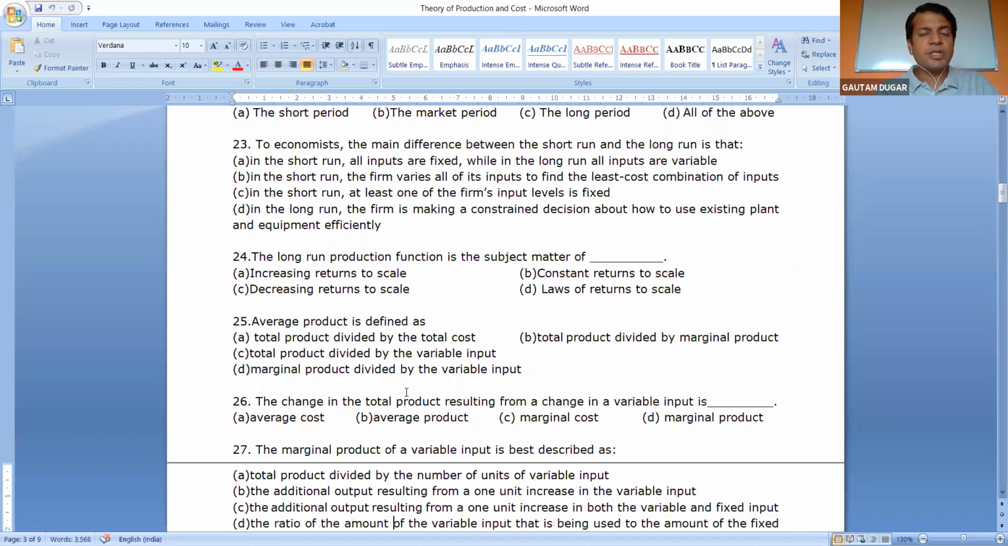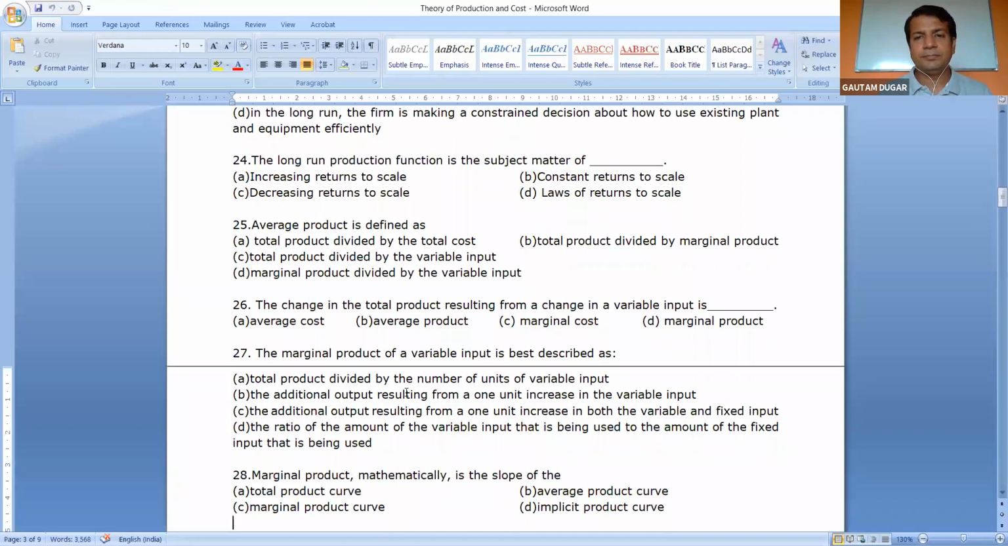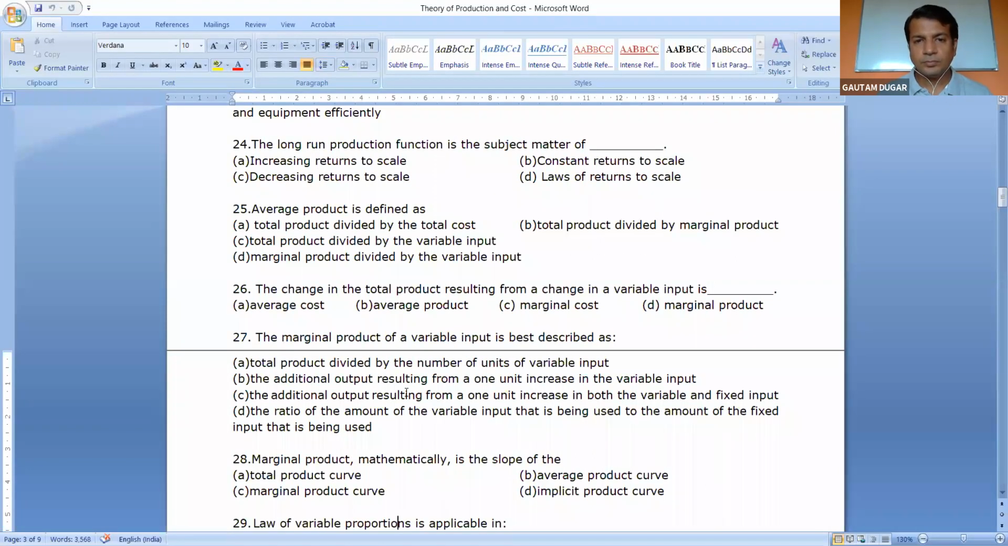So 25 onwards, some questions related to AP, MP, and TP: average product, marginal product, and total product. Average product is defined as, option C.